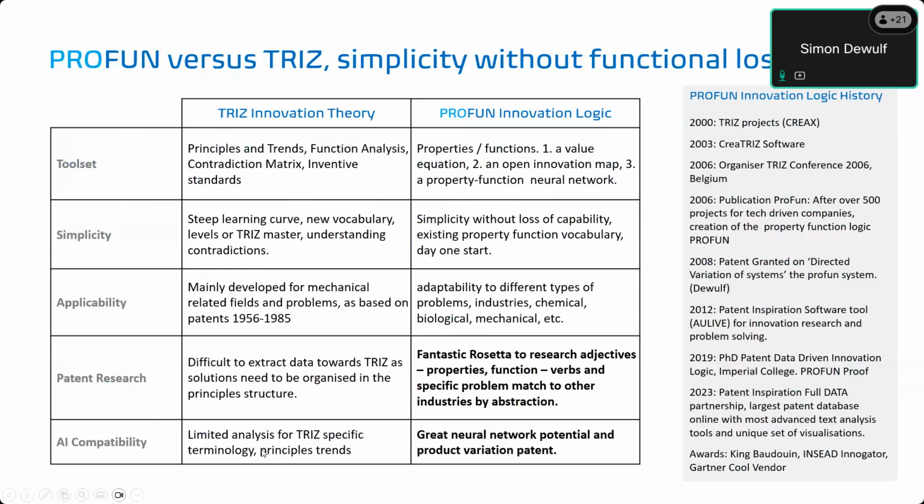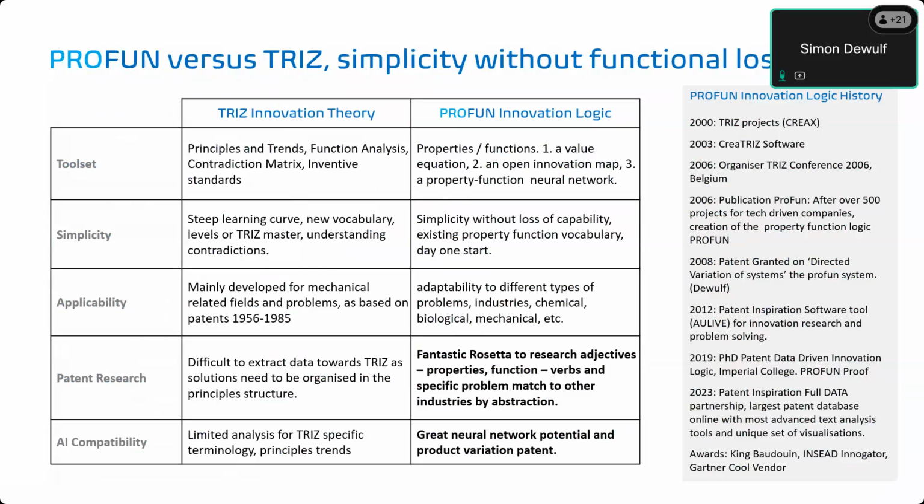And for us, the most important part here, especially in days what we are now, when so many tools are coming out continuously, and we're testing a lot of AI on this, is that it has a great potential to actually change into a language model. And TRIZ could almost be based on a neural network between properties and functions.